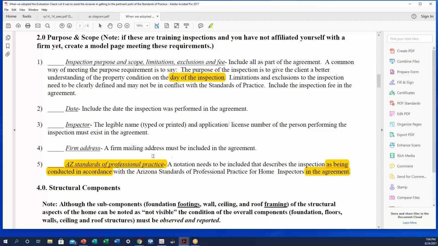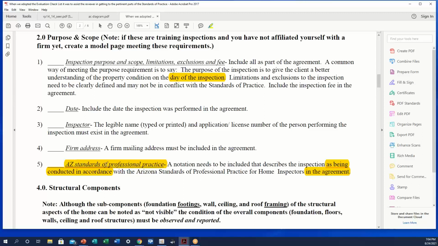Firm address. The firm address is either your house or whatever address you're using. How this got in here is because we're under the licensing for engineers, and engineers have to have a firm address. So we ended up having to have one also. That can be your home address if you want, or a P.O. box, whatever you want. Number 5, this has to be in your form somewhere.